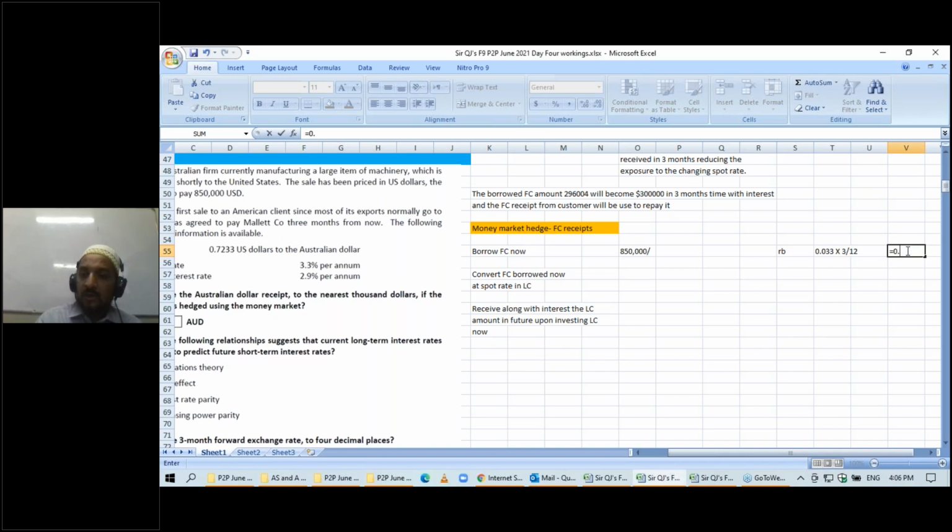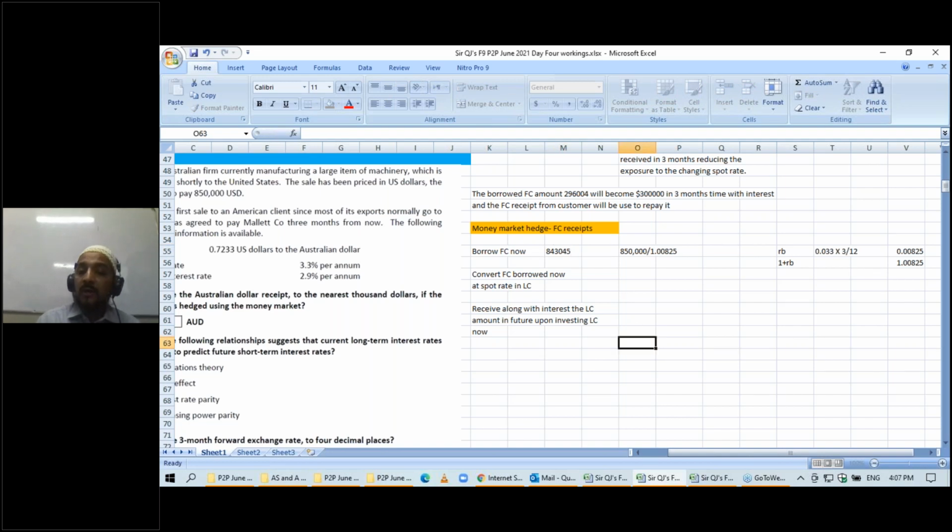Converting it into 3 months time gives you 0.00825, and then we will calculate 1 plus RB, which is 1.00825. So dividing 850,000 by 1.00825 gives you the foreign currency amount to be borrowed now, which will be 843,045.